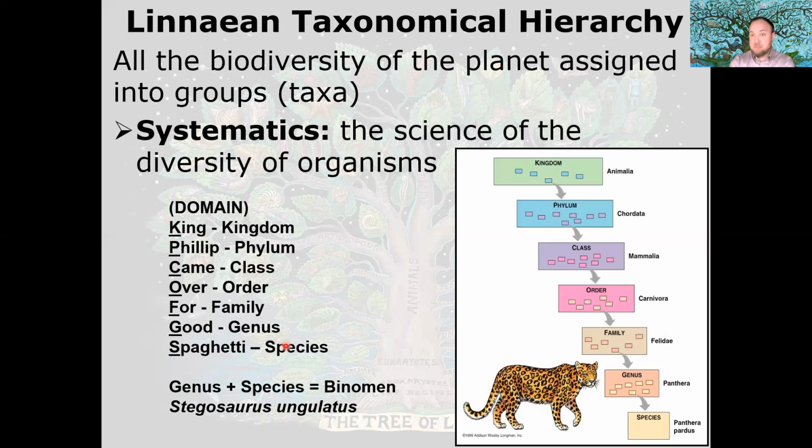Okay, so we've got these bins, or we're trying to create these bins anyway, and we're trying to lump organisms into them.